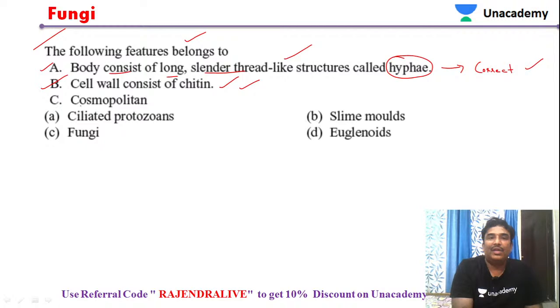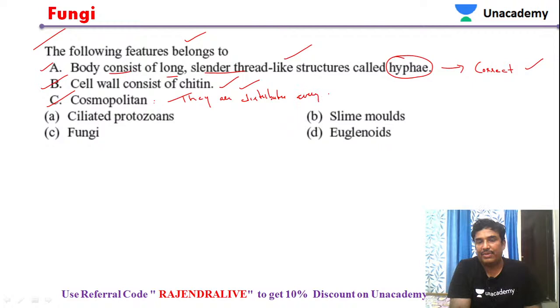Then, it is cosmopolitan. So cosmopolitan means they are distributed everywhere. Such a condition is called cosmopolitan. So distributed everywhere. These are all the properties, yes.